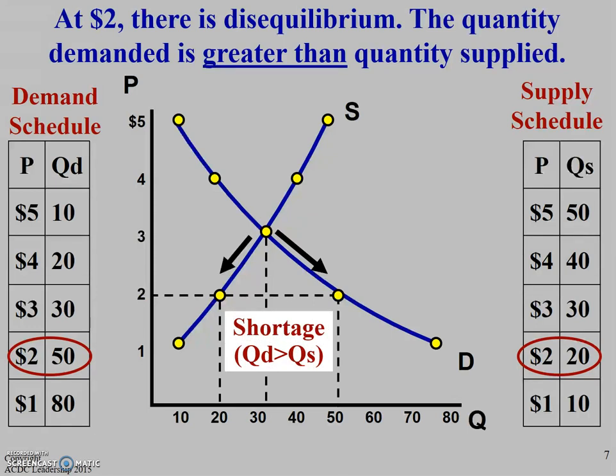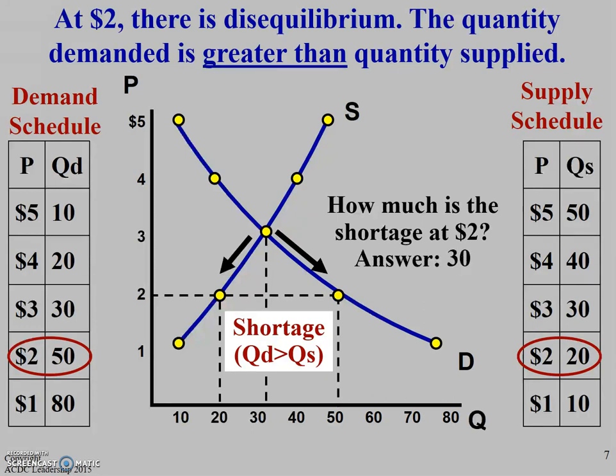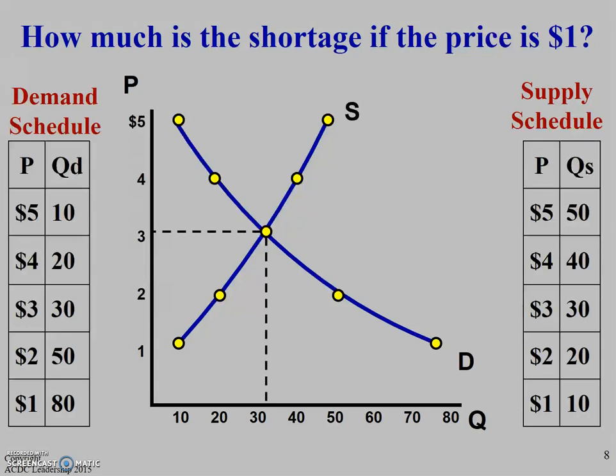We have, again, greater quantity demanded than quantity supplied. How much is a shortage at $2? Once again, just subtract to do the math, and we have 30. So again, using the example of milk, we're demanding 50 units of milk at $2, but the suppliers are going, hey, we're not going to supply that much milk at $2. We're only going to supply 20. Therefore, there's not enough. How much is a shortage if the price is $1?